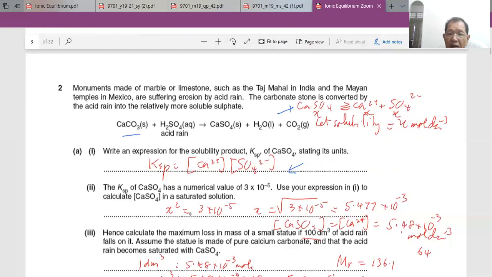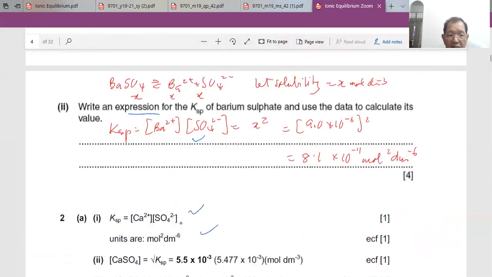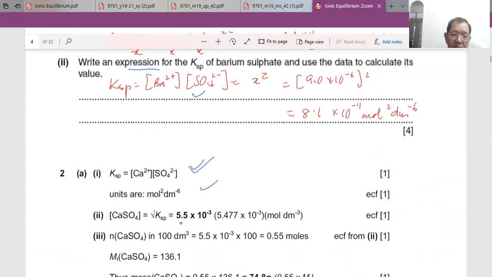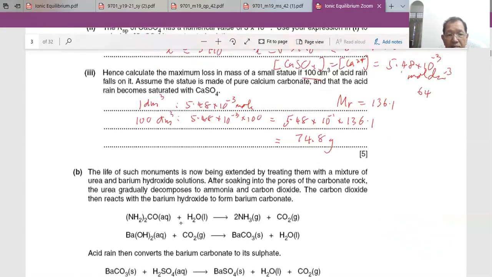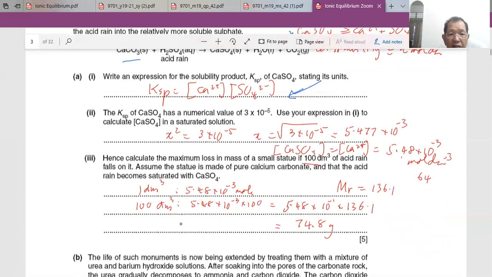Simple, isn't it? So write the equation here, and these two down here. All right, easy, is it? Okay, you can see that. Skip. Second part. The Ksp for calcium sulfate numerical value is 3 times 10 to the minus 5. Use the expression in 1. Correct this one here. Very simple.